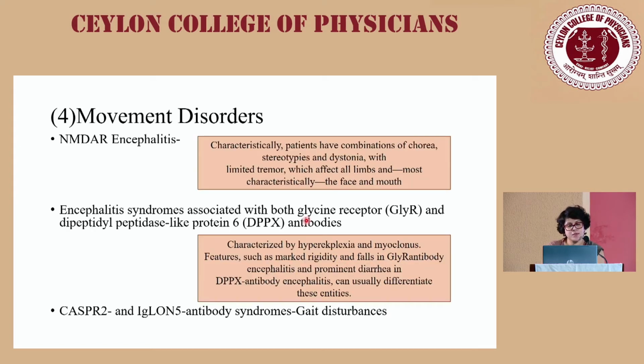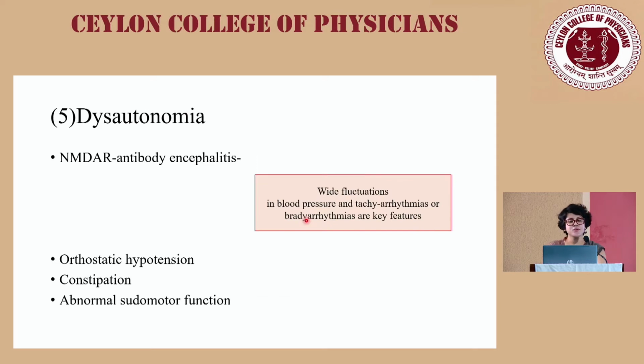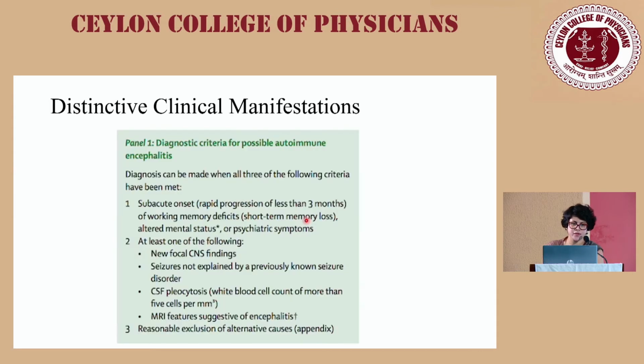And the fourth symptomatology will be these movement disorders. NMDAR encephalitis can present with a wide variety of movement disorders, including chorea, stereotypies, dystonia, and generalized tremors. And then glycine receptor-mediated encephalitis and dipeptidyl peptidase-like protein 6-mediated varieties also can present with movement disorders like hyperreflexia and myoclonus. And CASPR2 and IGLON5 can have gait disturbances. Dysautonomia is another feature, and in the widely prevalent NMDAR antibody encephalitis, they can have wide fluctuations in blood pressure. They can have tachyarrhythmias, bradyarrhythmias, and there could be coexistent orthostatic hypotension, constipation, and abnormal pseudomotor function.